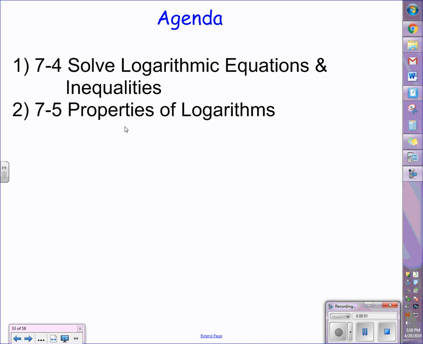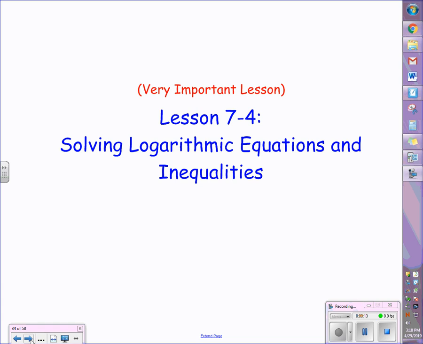Today we're going to talk about solving logarithmic equations, inequalities, as well as properties of logarithms. First topic, solving logarithmic equations and inequalities.